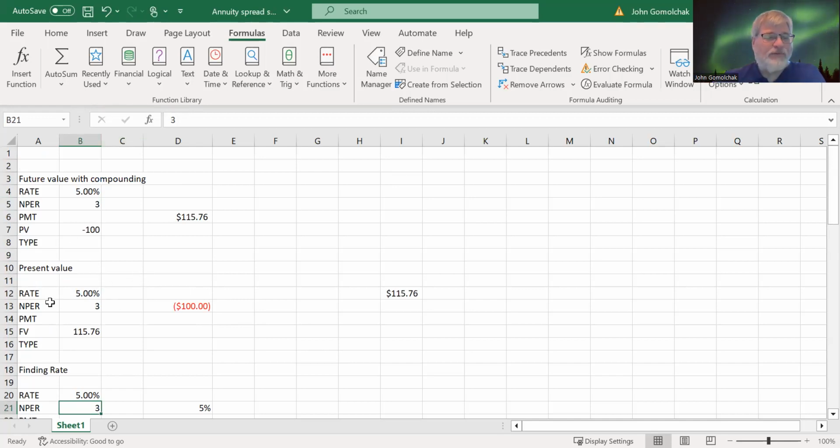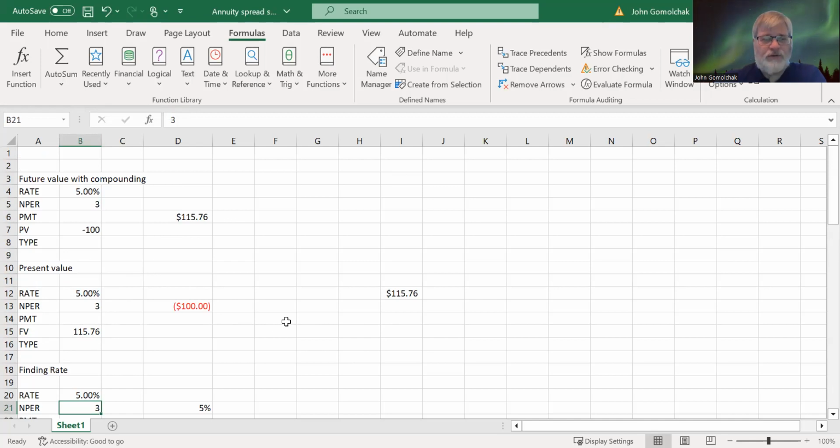Rate we know is 5%. Number of periods is 3. There is no payment because once again, payment deals with annuities, which we'll talk about shortly. Future value we know is $115.76. Type once again deals with annuities.